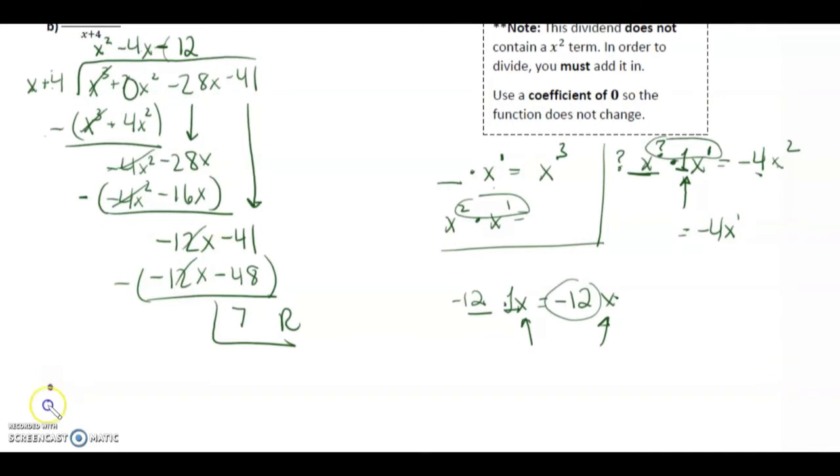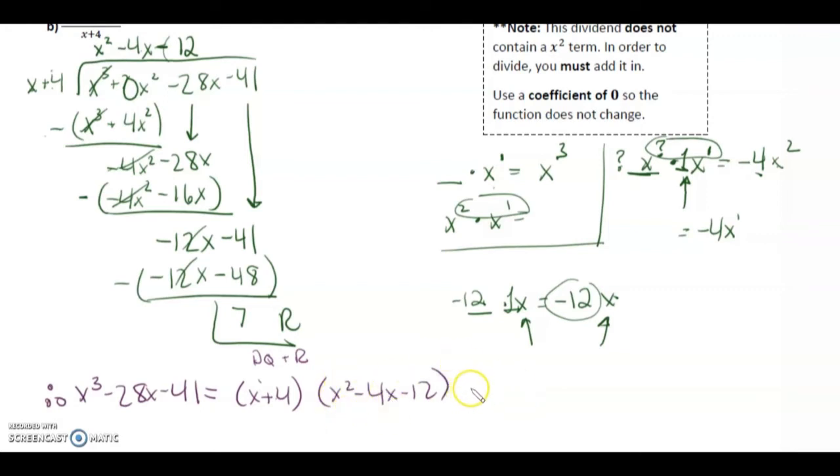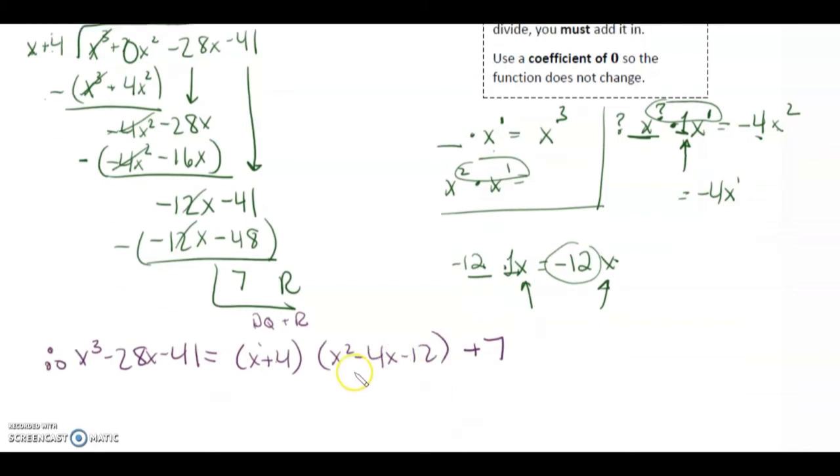Okay, our division statement is going to be f(x), so this is the long one, equals, remember it's dq plus r, so it's going to be (x + 4), that's actually the divisor, should have put that first in the last one, but that's okay, times (x squared minus 4x minus 12), plus the remainder, which is 7. Okay. As a reminder, the division statement, if you were to expand all of this, add the 7 in, these are going to be equal.